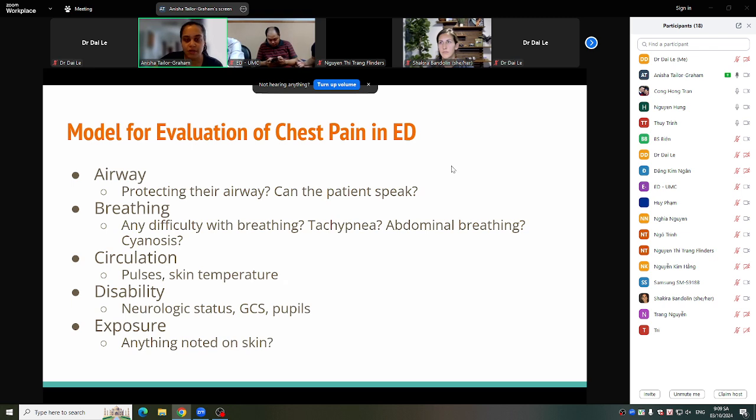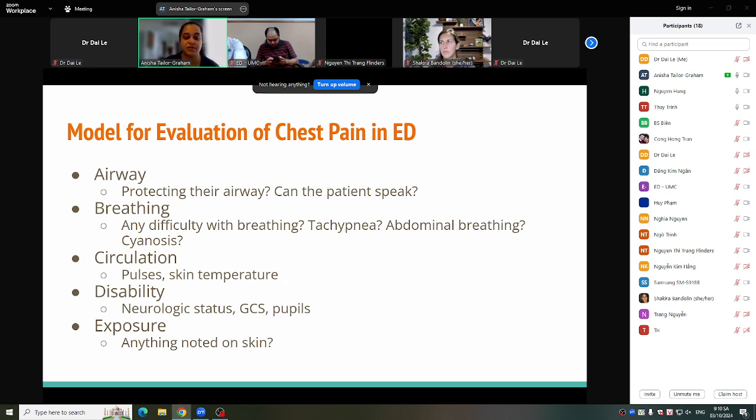So for the model of evaluation of chest pain in the emergency department, as we started with the cases last week, we always start with our A, B, C, D, and E. In terms of airway, we want to make sure that they're protecting their airway, and we really do this by seeing if the patient is able to speak as they would normally. Then we move on to evaluating their breathing. Is there any difficulty with their breathing? Are they breathing really quickly? Are they using their belly to breathe? Are they using any accessory muscles? Is there any cyanosis present, or blue discoloration of the skin?